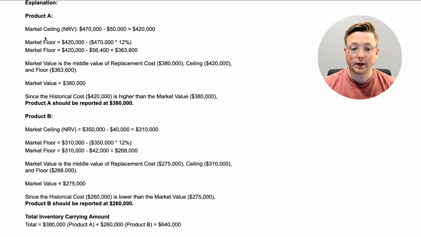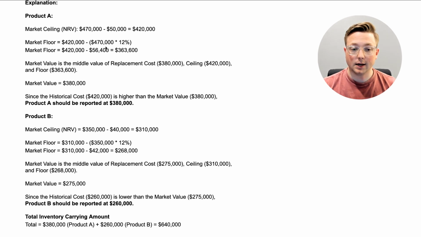And now that we know that, we can figure out the market floor. We take the net realizable value and subtract the selling price multiplied by the profit margin. So we subtract $56,400 from the $420,000 net realizable value, and that gives us $363,600 for the market floor.